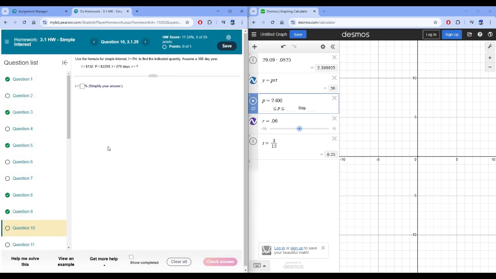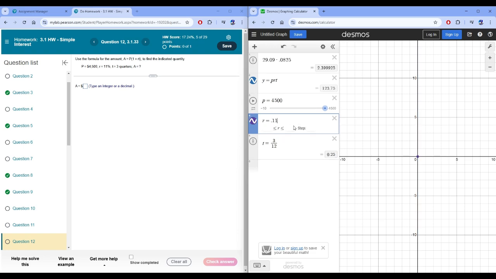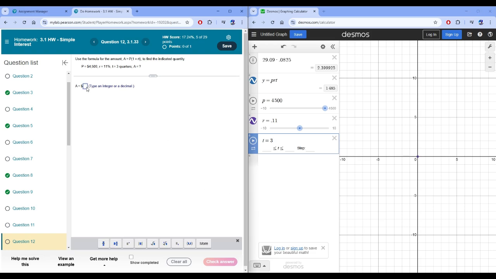Same question, this is working with the rate, solving for the rate. This one is going to be solving for T. This is going to be using the formula, find the indicated quantity. Perfect, just plug it in. Here, my principal is 4,500, my rate is 11%, and my time would be 3 years. If they're looking for A, I know that the interest is going to be 1,485, but I would add that to the 4,500, which would give me $5,985.